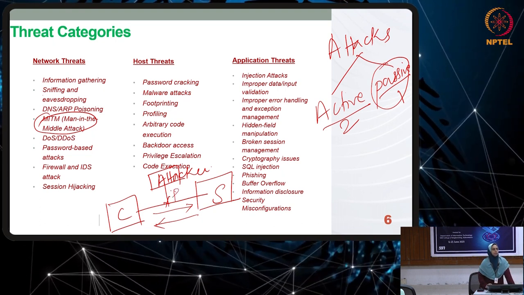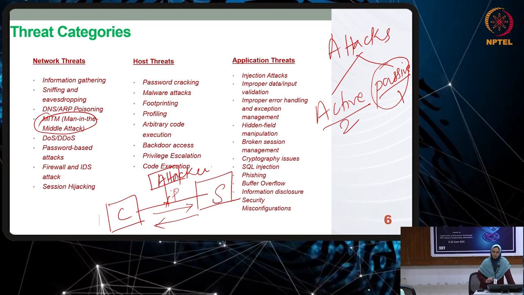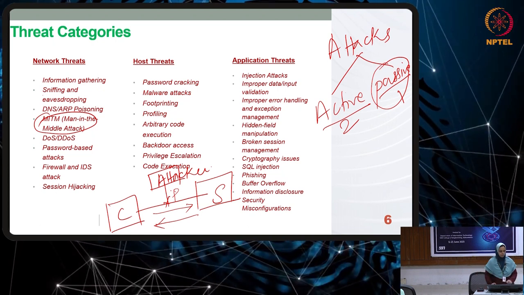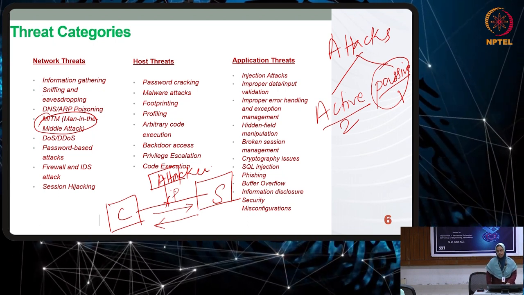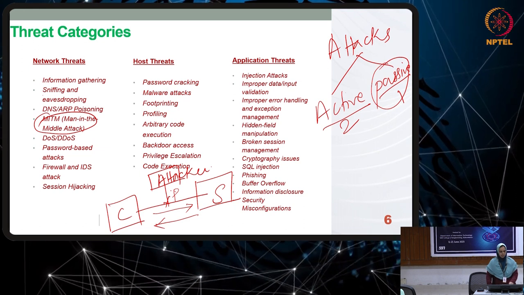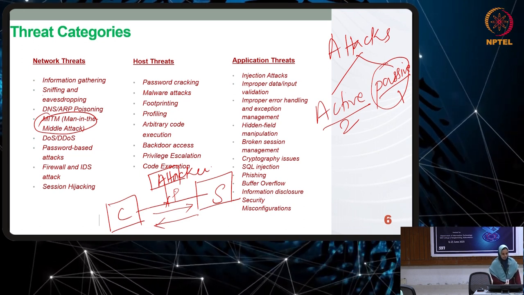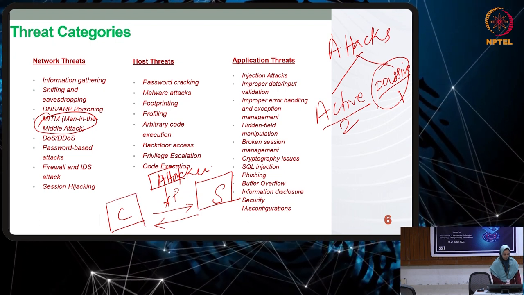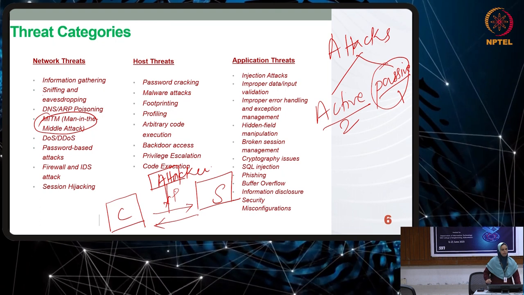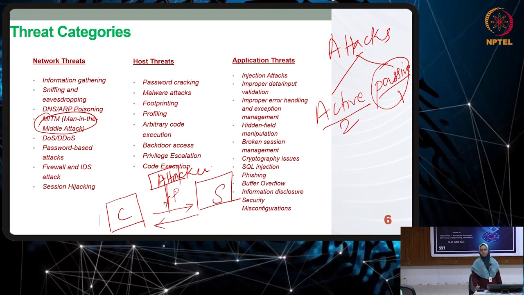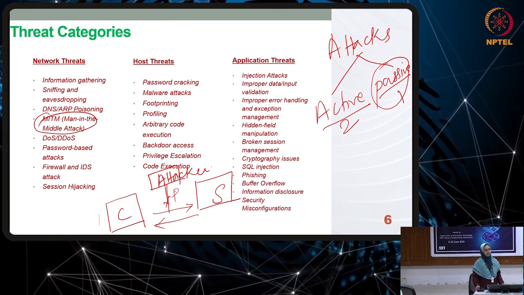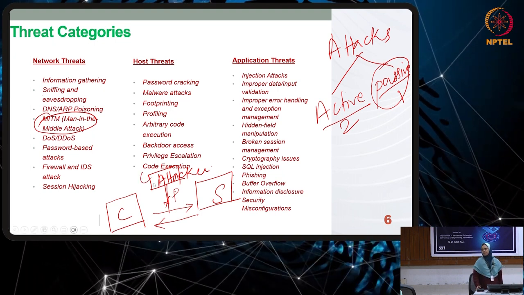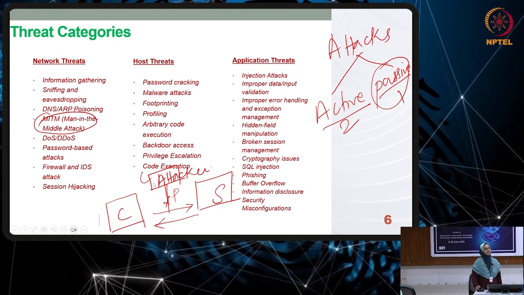Always remember, it will be a passive attack. Passive will gradually change into active. How will it change? Now, the client is sending some data to the server, right? And after continuous monitoring of the data, I will bypass. I totally bypass the client, and now the attacker will act like the client. This is called the active attack.